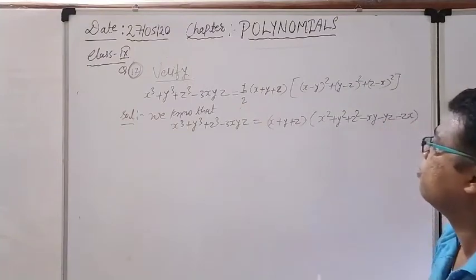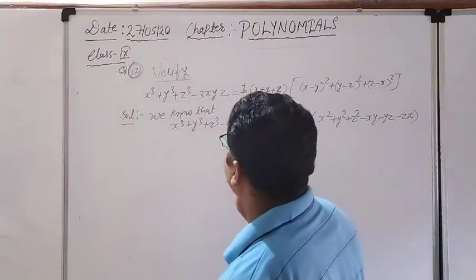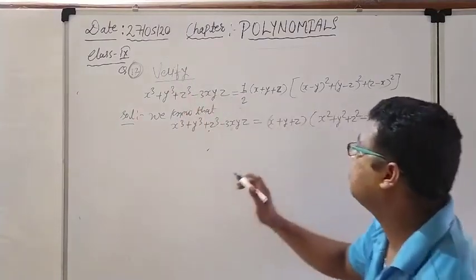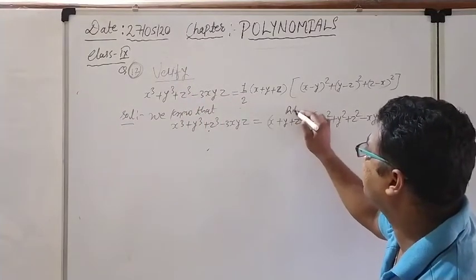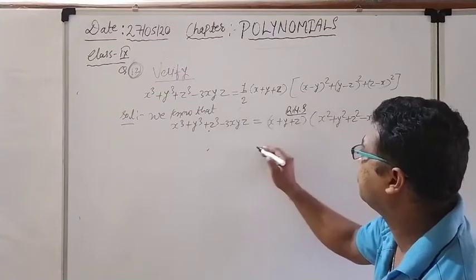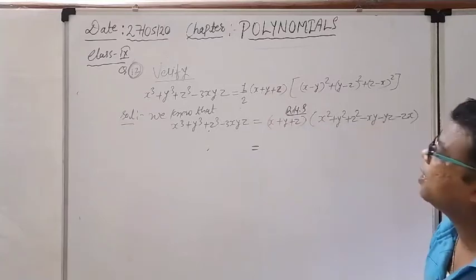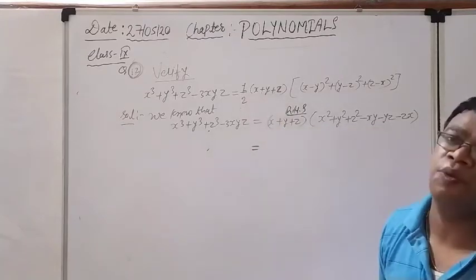Right now see what we will do. This thing I am not going to write down because the left hand side will be the same. This is the right hand side, and this particular thing I am going to solve in front of you. This form we have to represent in this form. Then only we can say it is going to be verified.